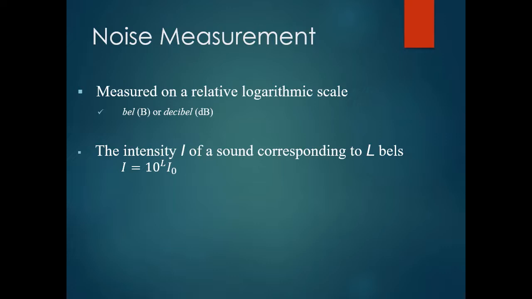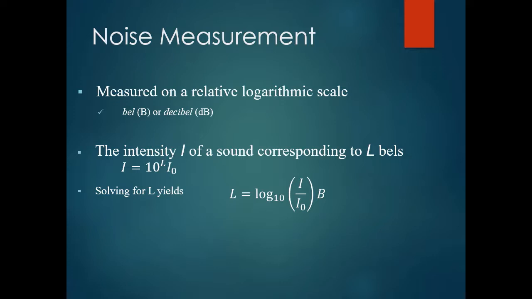The intensity I of a sound corresponding to L bel is given by this expression. Then, solving for L, it yields an expression like this, where L is the logarithm of the ratio of I to I naught, where I naught is the reference intensity, which is usually taken at the threshold of human hearing, and I is the intensity of sound corresponding to L bels. So L is log of the ratio of I to I naught. So that is L, which is represented in the unit bel.